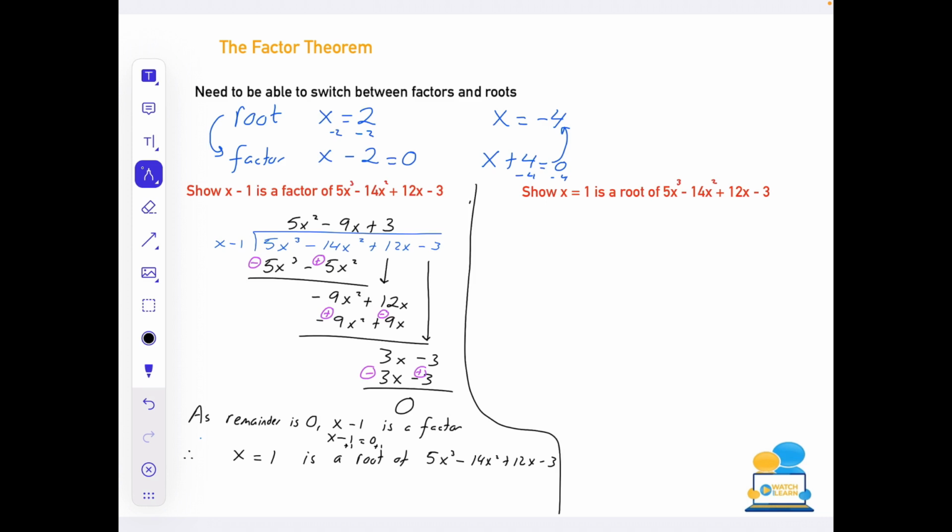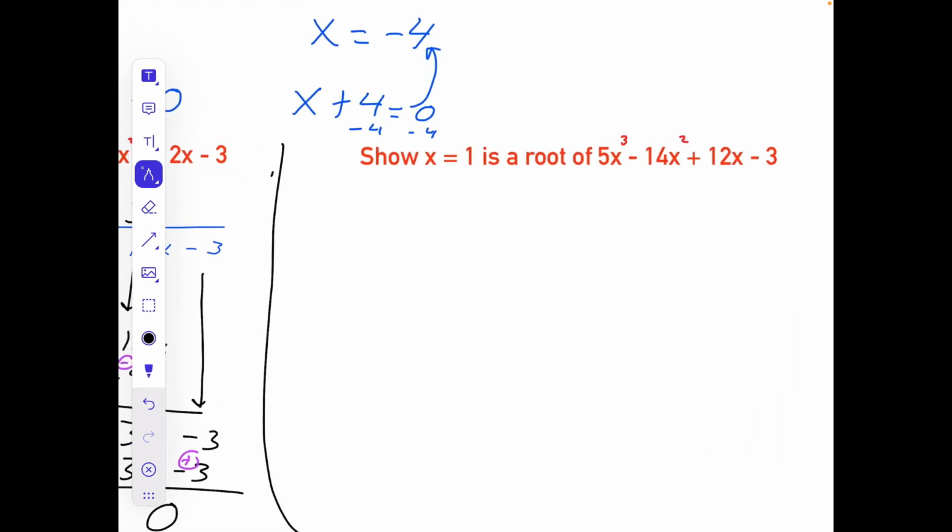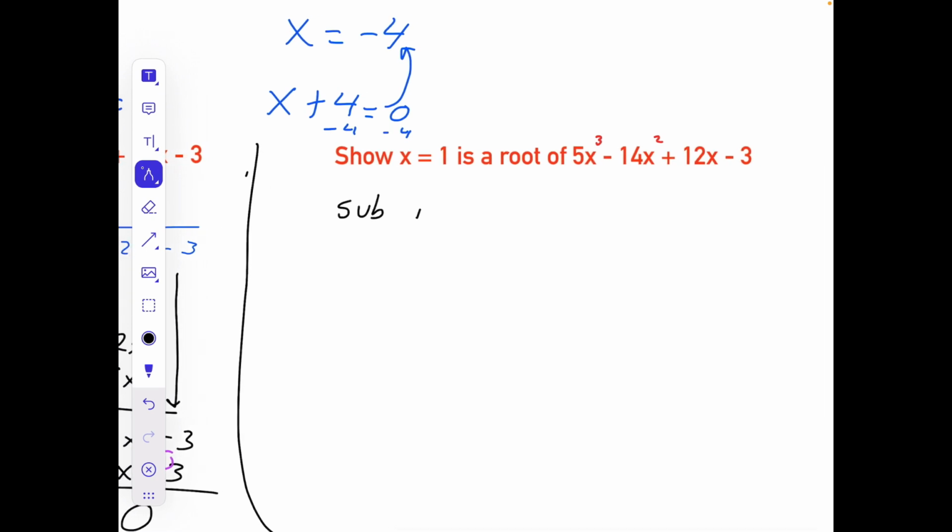Now, on the other side, we are asked to show that x equal to 1 is a root of 5x cubed minus 14x squared plus 12x minus 3. Okay, we've shown it at the left-hand side. We've shown that it's a factor, and then we conclude that it's a root. There's another way I can show that something is a root. Basically to show that something is a root, sub in x equal to 1, and if it equals 0, then it is a root.